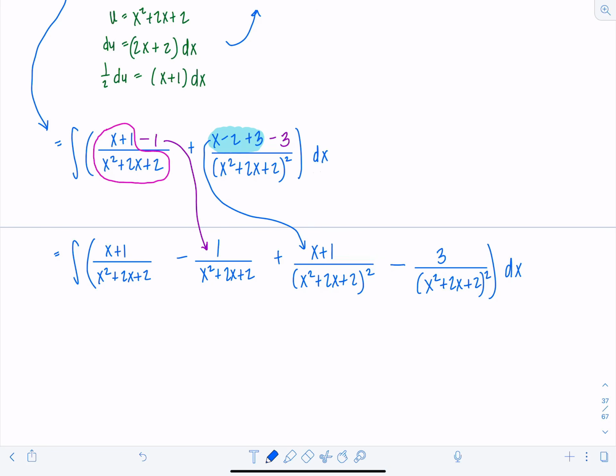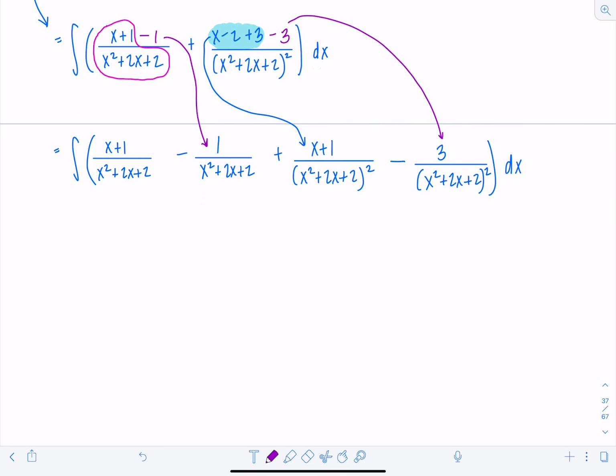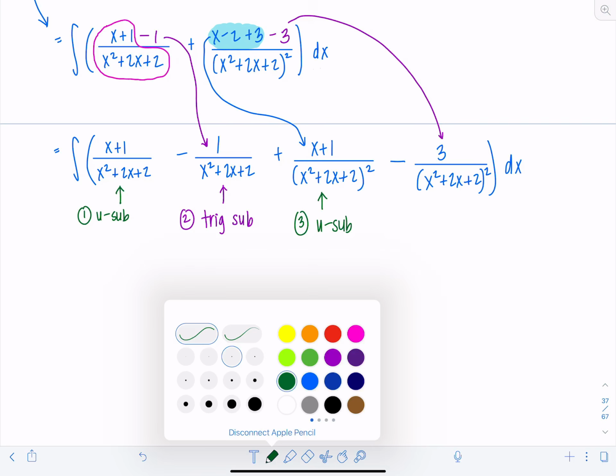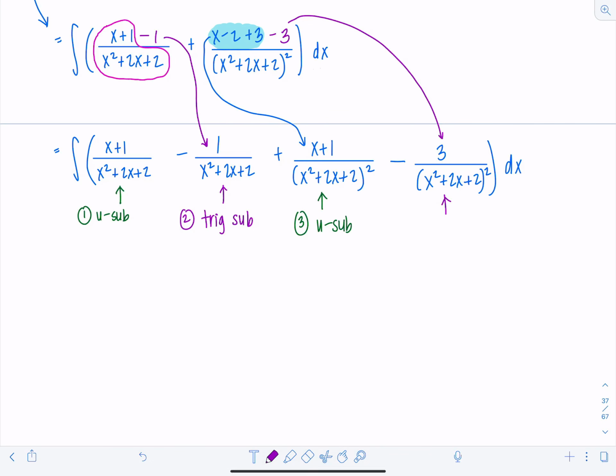So again, we've got 4 integrals to tackle. Let me draw the arrow for this one so you know where he went, down here. And let's talk about what we're going to do first. Let's strategize. So we know this one we set up so that we could do a u-sub. That's integral number 1. Integral number 2, we're going to use a trig sub. All right, integral number 3, another u-sub. And integral number 4, you guessed it, constant over some quadratic expression, it's trig sub time.